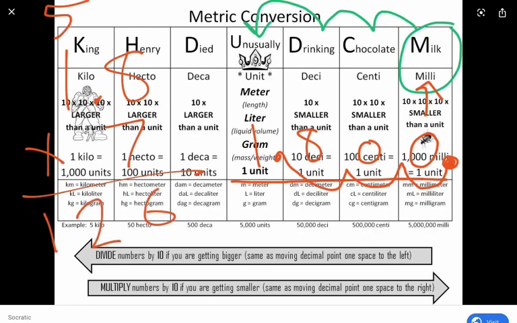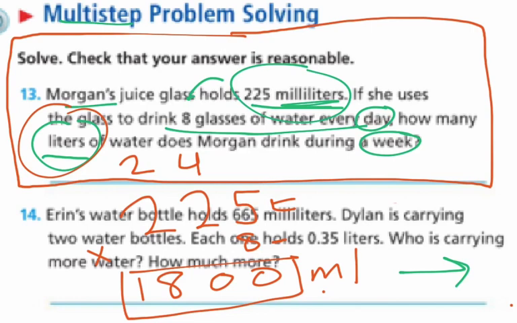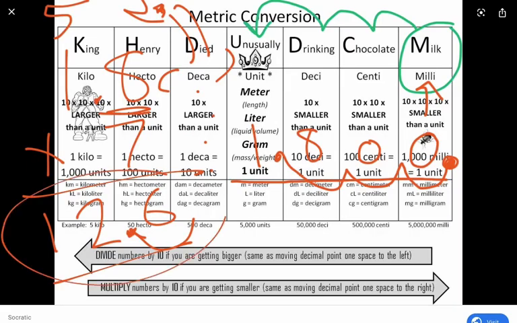When I multiply these numbers, I've got one decimal place, so it goes on the island, and it goes away. I multiply without the decimal, and then I bring that decimal back, and it goes right there. So overall, Morgan should be drinking 12.6 liters of water during the week.